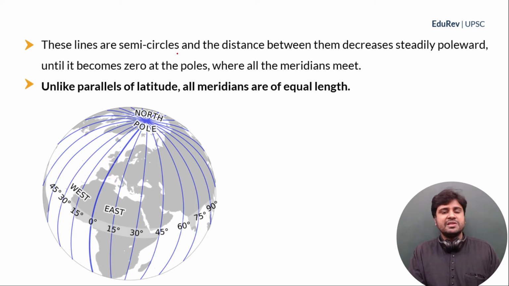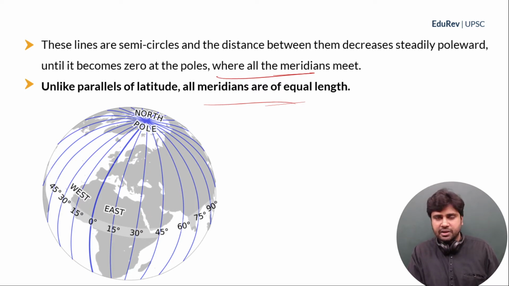Now, these lines are semicircles, and the distance between them decreases steadily poleward until it becomes zero, where all the meridians meet. Clear? Now, unlike parallels of latitude, all meridians are of equal length. So, in the previous image, we have seen the parallels of latitude. These are parallel circles to the equator. As we move towards the pole, the size of the parallel circle goes on decreasing. Unlike the parallels of latitude, the meridians all have equal lengths, and all these are semicircles, and they all converge at North Pole and South Pole. Clear, right?